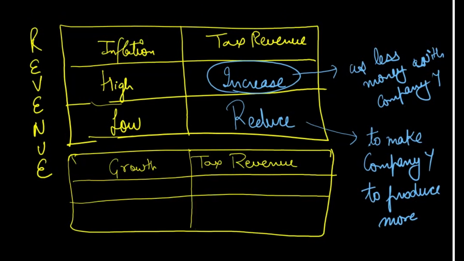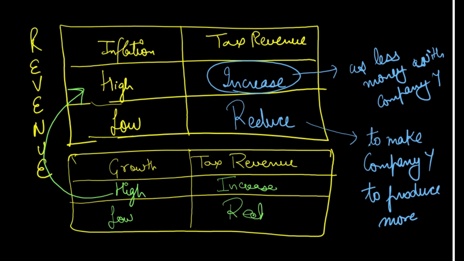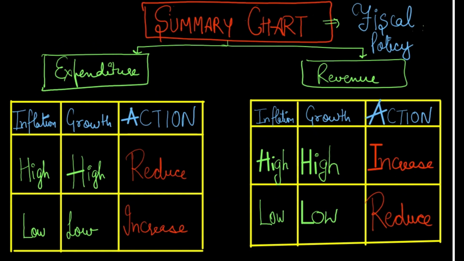So if there is a high growth coupled with high inflation, government needs to increase its revenue. And if there is low growth coupled with low inflation, there is need to reduce its revenue. So here is the summary chart of fiscal policy. You just need to remember this action to be taken by the government on high inflation or high growth. You need to learn this chart. Take a screenshot of it. This will give you the summary of what we have discussed earlier.